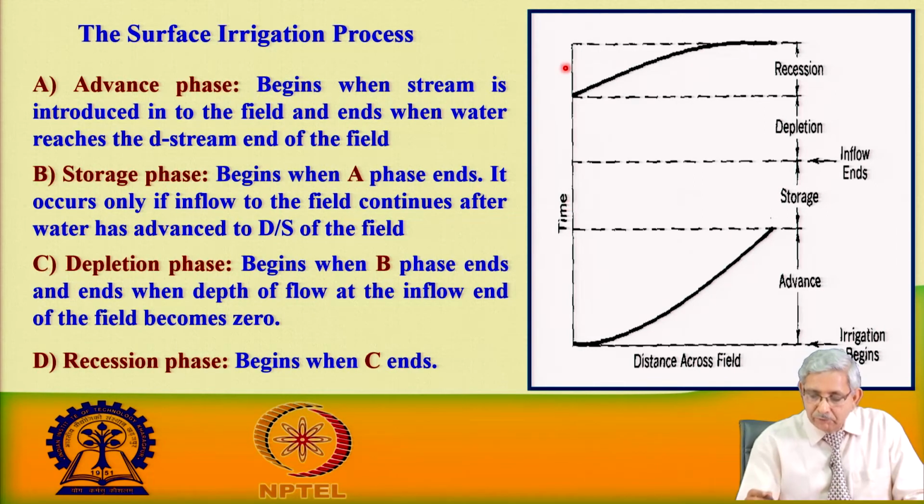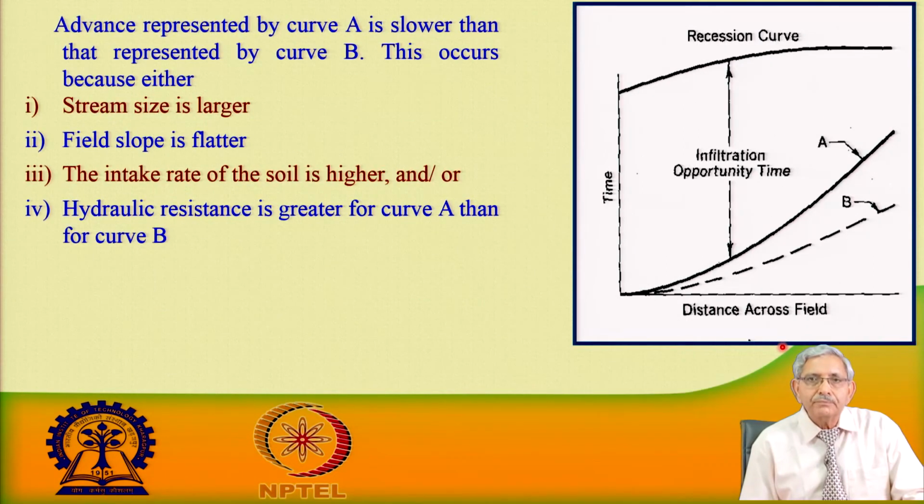When we are talking about the different phases, the advance phase means the distance of travel is plotted with time. The advance phase is represented by curve A. Let us say when there is a particular stream supply, it has been supplied, and this is another advance curve, that is curve B. This is one case, this is another case, and this is your recession phase.